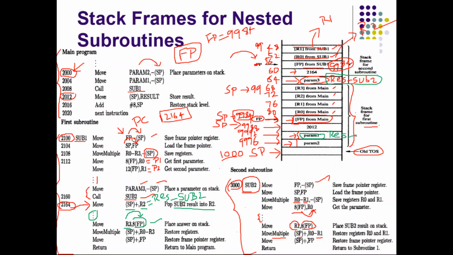Result of, let me call it, the result of subroutine 1. It is stored in this location. Okay, the result of subroutine 1 is stored here. But FP is not yet modified. FP is still pointing to 9984.